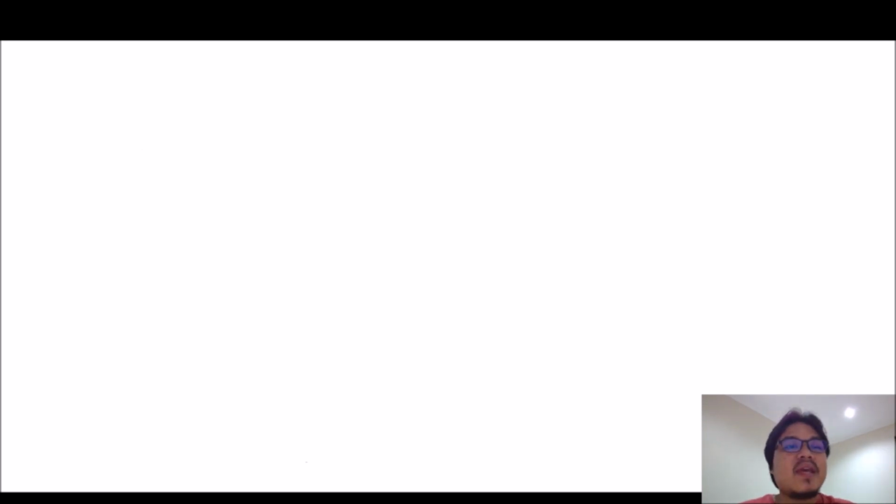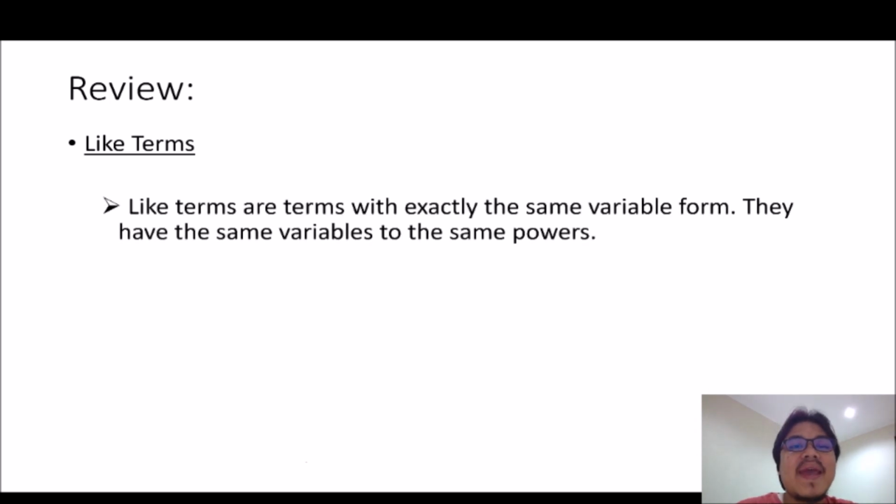Before we begin, I want you to recall the following. Okay, let's start with like terms. Like terms are terms with exactly the same variable form. They have the same variables to the same power. So take note: same variable form, same powers.